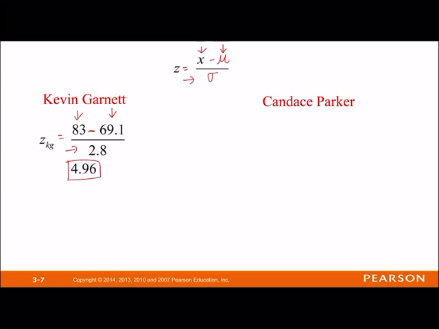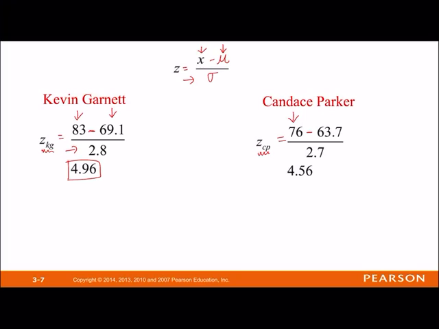Okay, so for Candace Parker, we're going to do the same thing. This KG over here just stood for Kevin Garnett. That CP stands for Candace Parker. That's all that is. So we're looking for her z-score now. In her case, we were told that she was 76 inches tall. So that became my x value that I put in for my first thing here. And I need my minus sign, and now I need to subtract the mean value for her.